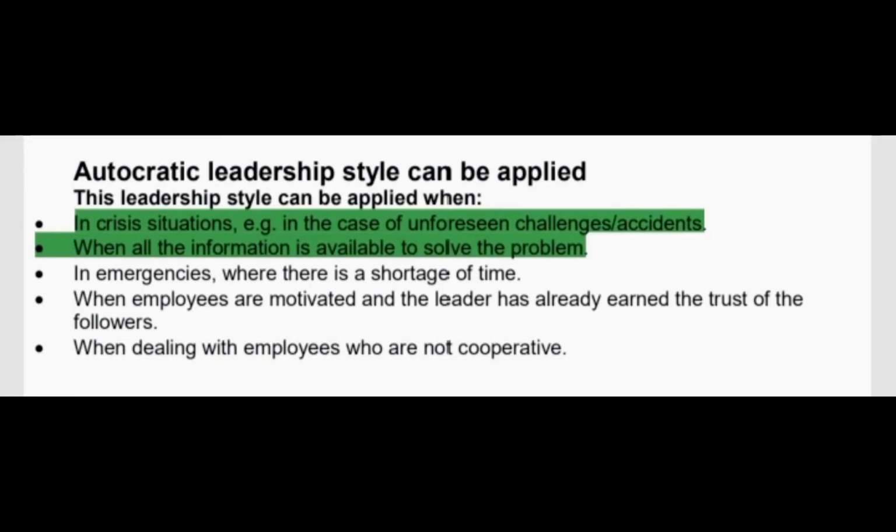Then number 2 on autocratic leadership: when employees are new. Let's say we have new employees. If I just come and change things, they will be confused. They are new. They were told that we work in this way. Tomorrow I come and change things. Obviously, that is going to make the employees not cooperate or get used to what is happening in the working place.